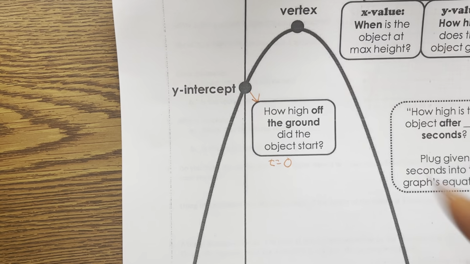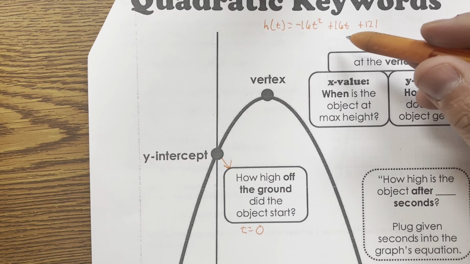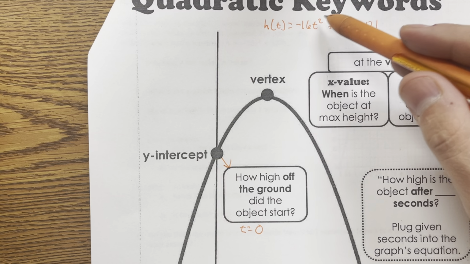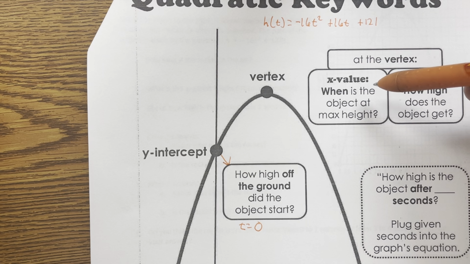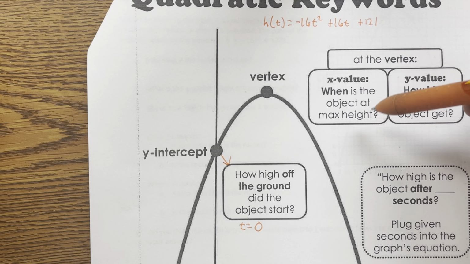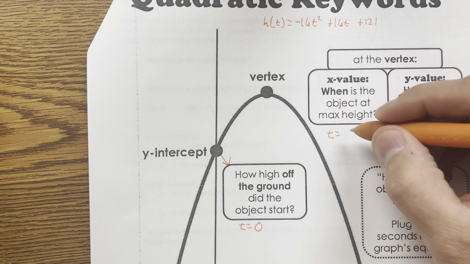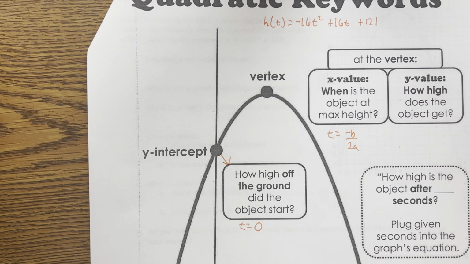At the vertex is going to be the highest point of the graph. And this is just a model of parabolic type function with negative 16t squared plus 16t plus 121. The x value is the object at its maximum height. And for us to calculate it, that is how we calculated that axis of symmetry. So the time when it's at its maximum height would equal negative b over 2a. That's that x value of the vertex.